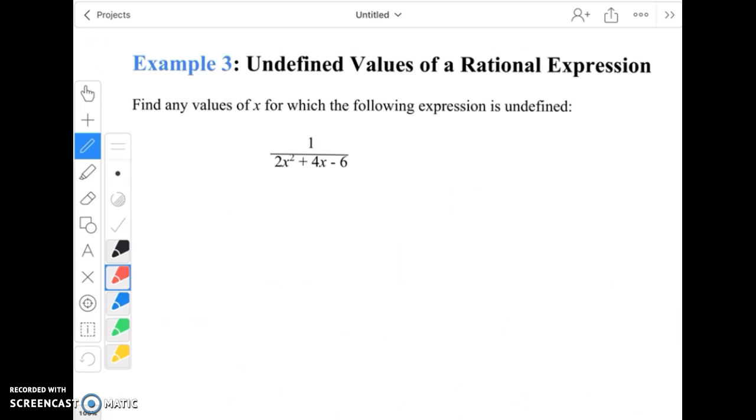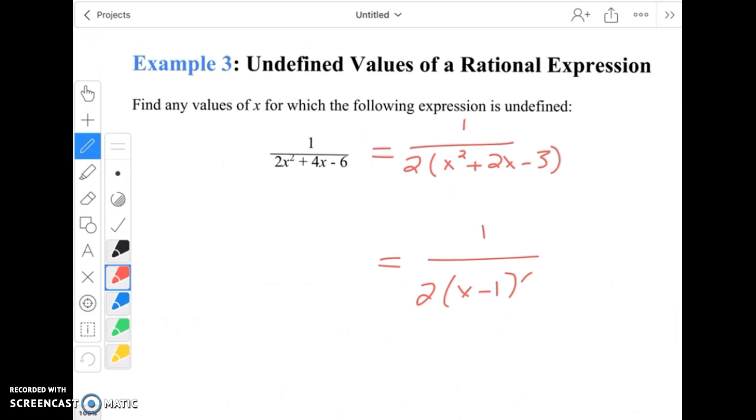So we're going to factor this denominator down. The first thing to realize is that we could take a 2 out of that denominator. So we have x squared plus 2x minus 3. And that makes it a little bit easier for us because we have 1 over 2, and now it looks like that would be an x minus 1 and an x plus 3.